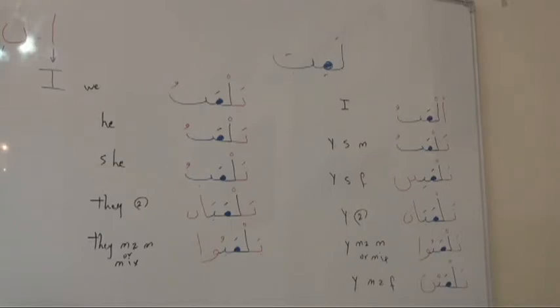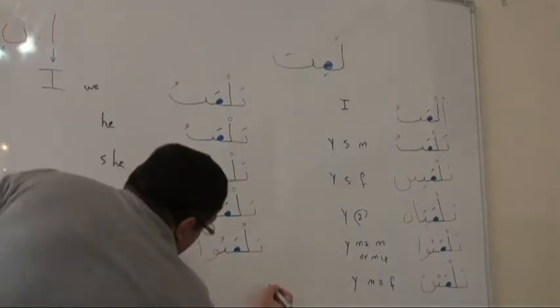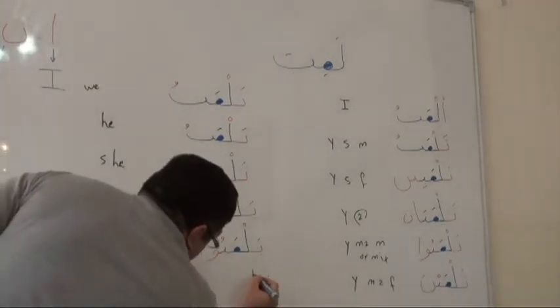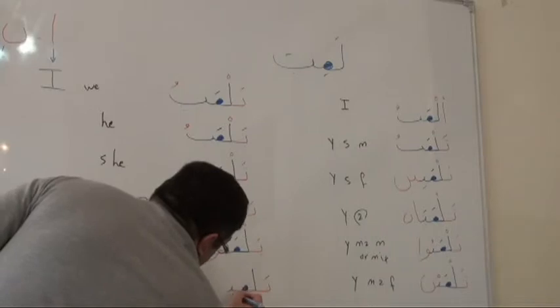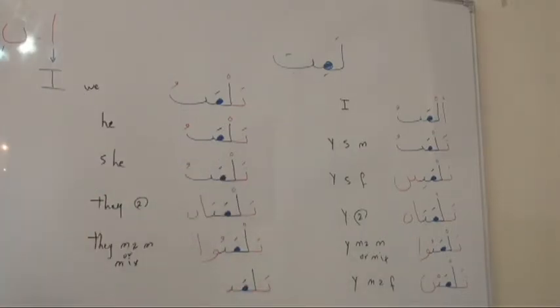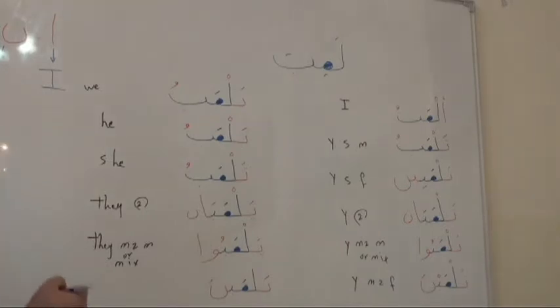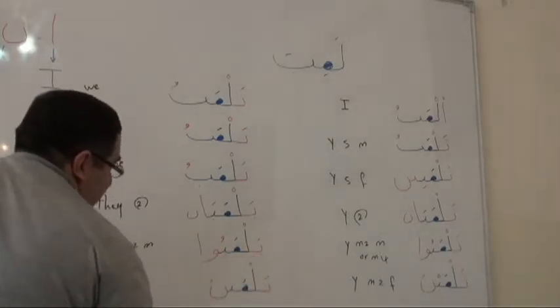Chris, finish. Yalla. The last one, they more than 2 female. What we need at the beginning? Ya. And then add noon with fatha and on the alif, on the lam, but we still need one more thing.